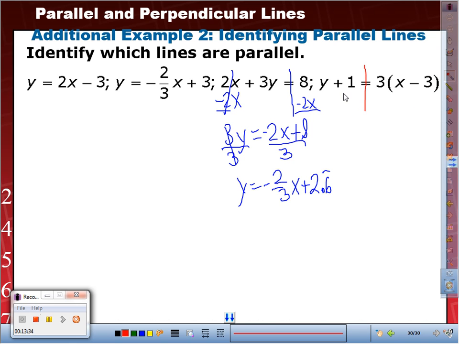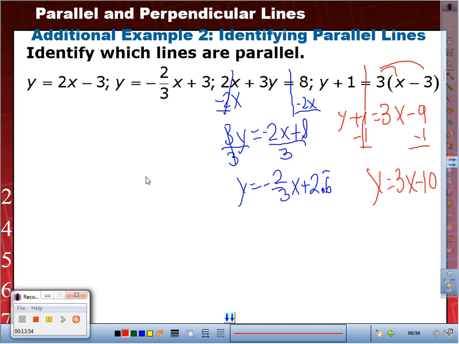To solve for y, we need to subtract 1 from each side. But what did I say if it had a parenthesis? You distribute first. So this is 3x minus 9 equals y plus 1. Now we subtract 1 from each side. Y equals 3x minus 10. Now looking at those 4 equations, which ones have the same slope?